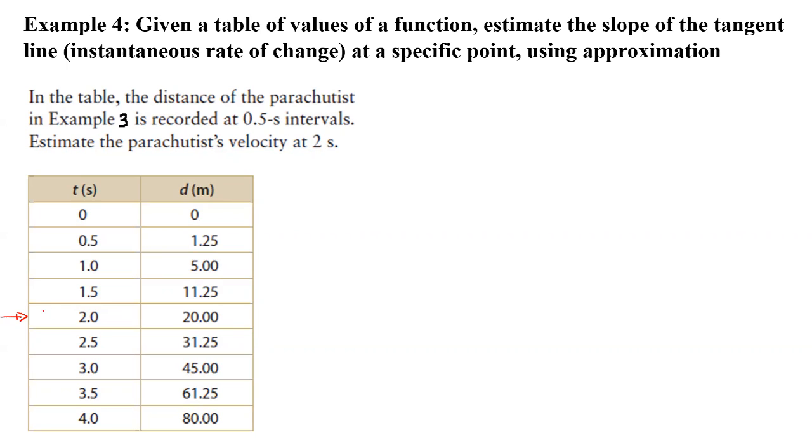And sometimes it is not very easy to find the expression of the function, which is the case in this example. But if you are given a table of values of a function, it is possible to approximately evaluate the instantaneous rate of change at a given point. Okay, again, this time we're using approximation. Okay, so I'll give you 5 minutes to think about this problem by yourself. What is the estimated instantaneous speed at t equals 2 seconds?